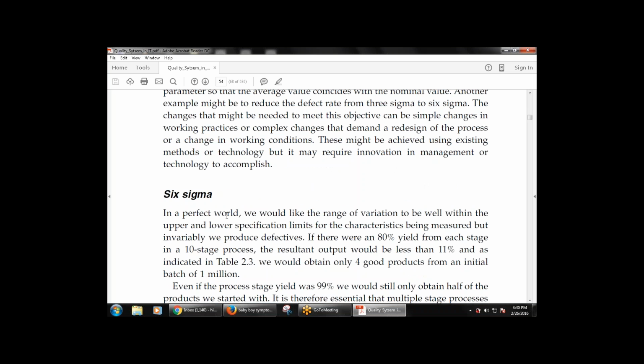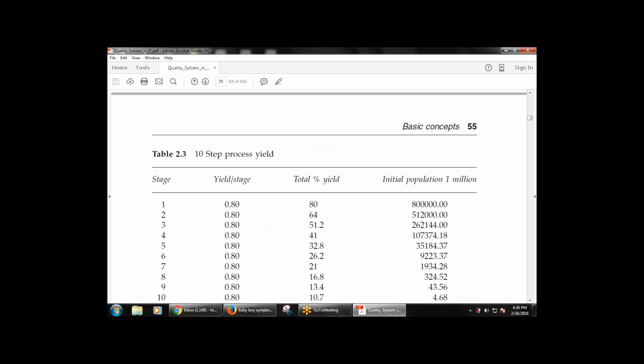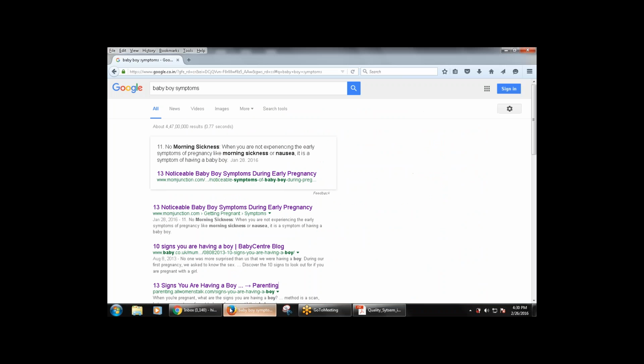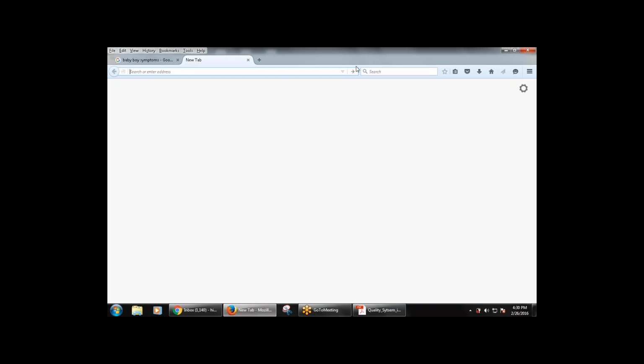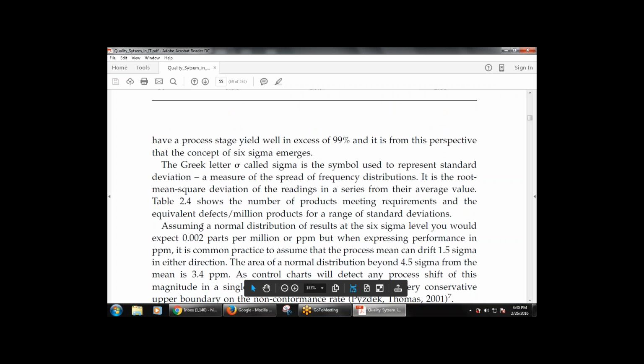The next is Six Sigma. That is a range of variation within the lower and upper specification, so there are two specification limits that are measured. Six Sigma yields a result exceeding 99%. This is the perspective from the concept of Six Sigma, and the Six Sigma level is used to represent the standard deviation.